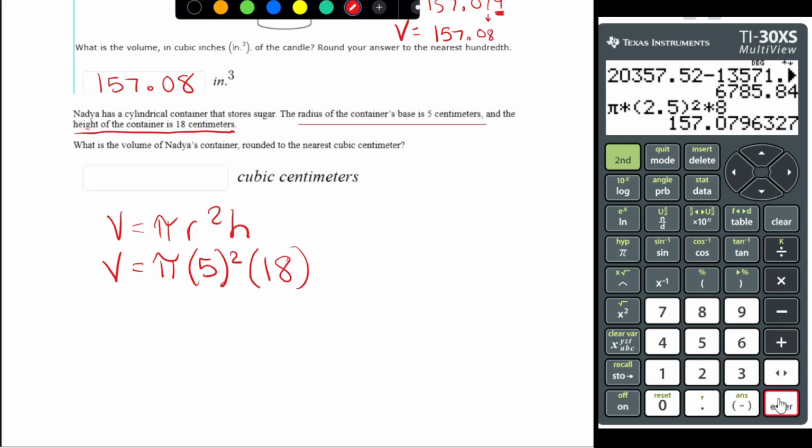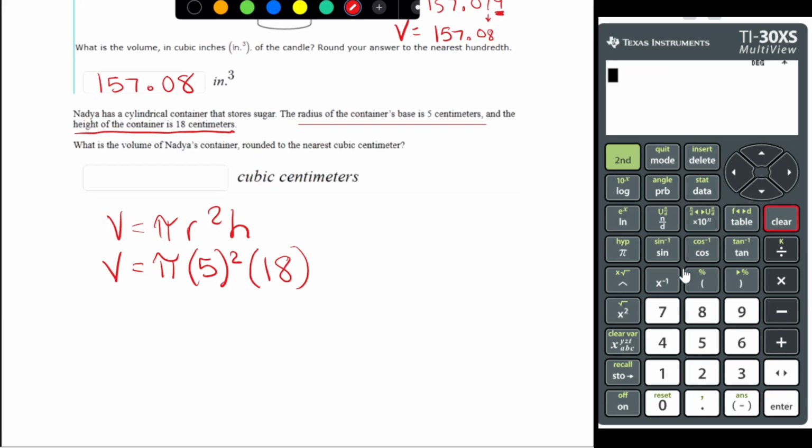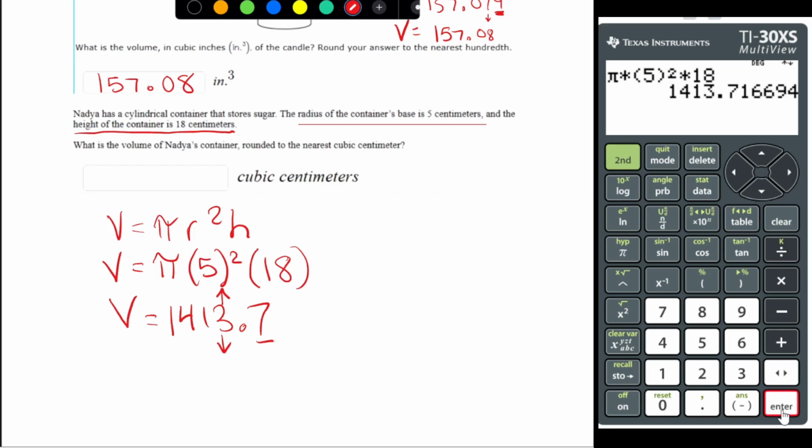So times 18. And one last time, we're going to type in our calculator. Pi times 5 squared times 18 equals, your volume is 1,413.7. The nearest cubic centimeter means this 3 is rounding up or down based on this 7. A 7 is part of 5 or above, so we give it a shove up to 14 cubic centimeters. And that is it.